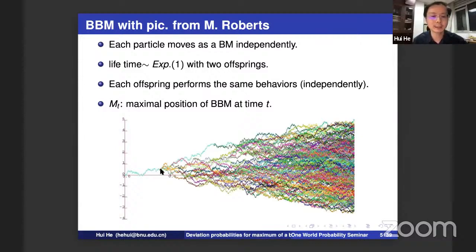So in this picture, you can see that when the particle dies out, it may have 2 or 4 or 5 children, right? And then each of them moves as a Brownian motion, okay? So the M_t in this picture is just this one. You may think it's just the boundary of this graph, okay? The upper boundary of this graph is just our M_t.